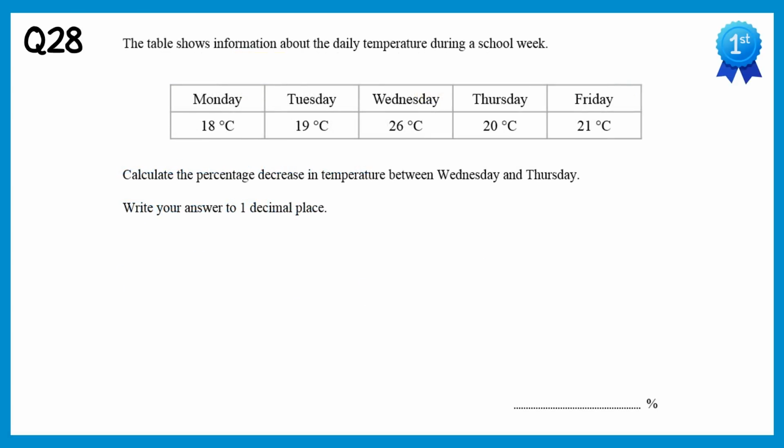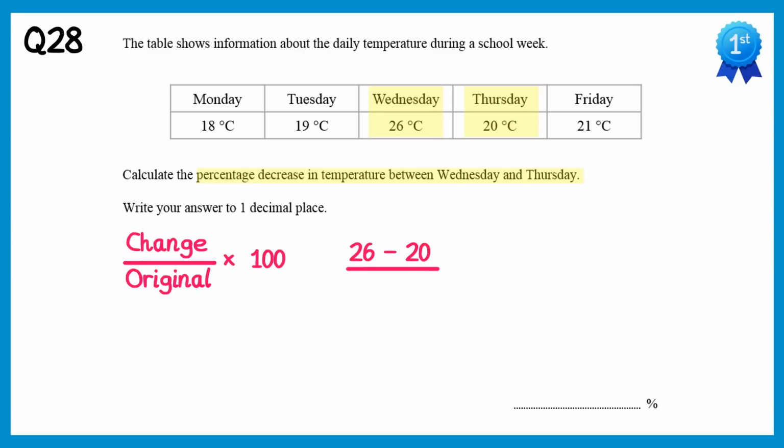For this question, we want to calculate the percentage decrease in temperature from Wednesday to Thursday. The temperature on Wednesday was 26, and the temperature on Thursday was 20. We'll use the formula change divided by original times 100. So the change is 26 take away 20. The original amount is Wednesday's temperature, which was 26, and then we times by 100. 26 take away 20 is just 6, so we have 6 over 26 times 100. The question asks us to write the answer to one decimal place, so if you type this into your calculator and round it, you'll get 23.1%.